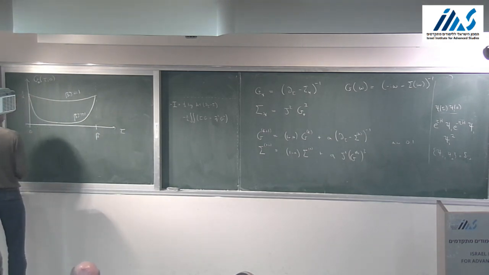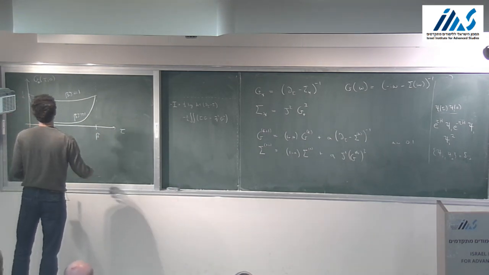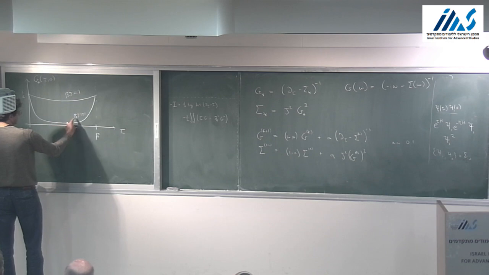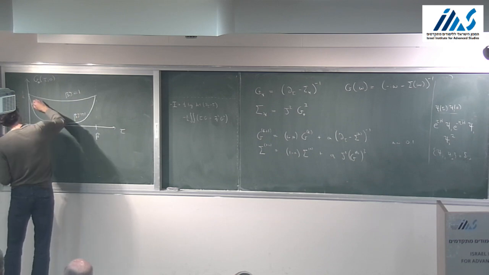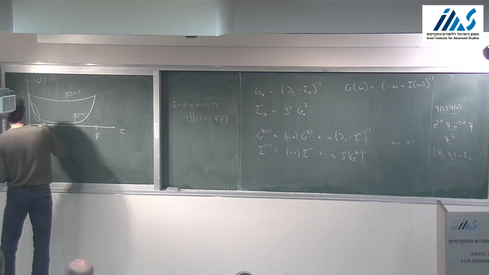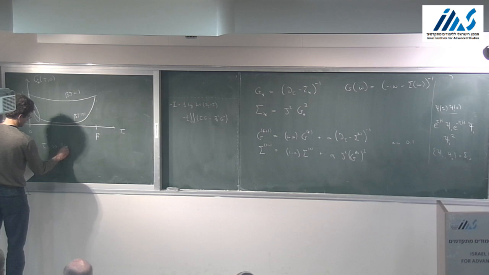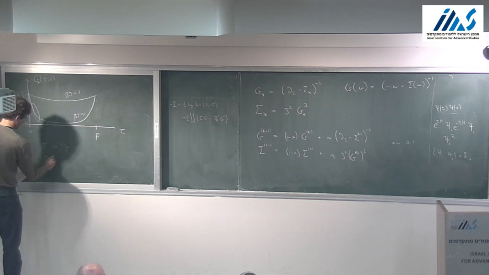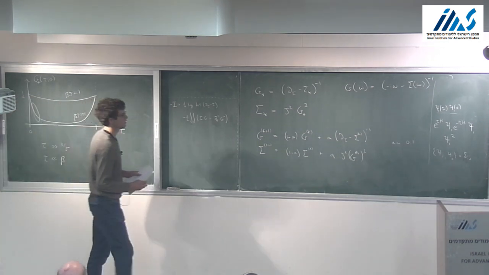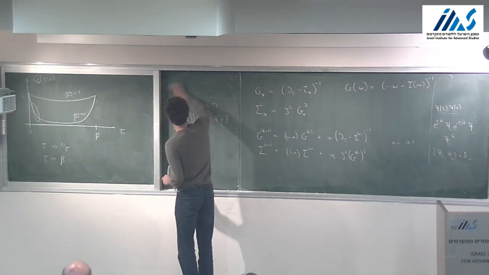Now it's actually easy to get the solution to these equations analytically in a particular region here. When beta J is much bigger than 1, if we look in a region where tau is much bigger than 1 over J, and tau is much smaller than beta, then it's easy to solve these equations.